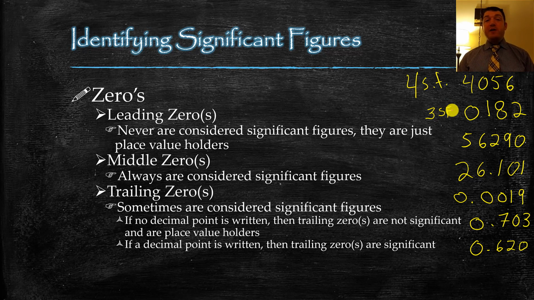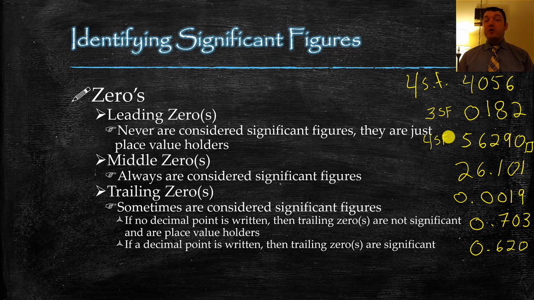56290, that zero comes after all of the other numbers. That makes it a trailing zero. These are the annoying ones. Trailing zeros are sometimes significant. When we look at that number, there's a decimal point there. There's a decimal point after the zero, because that's what makes it the ones place. But it's not drawn. There's not a decimal place visible. And since there's no decimal place visible, that means that trailing zero is not significant. So this only has 4 significant figures.